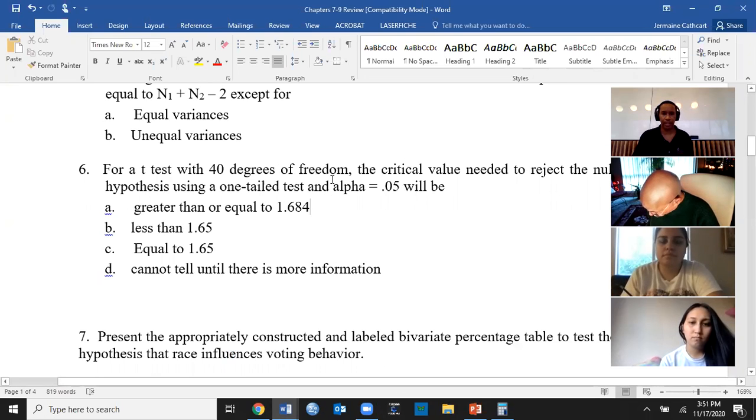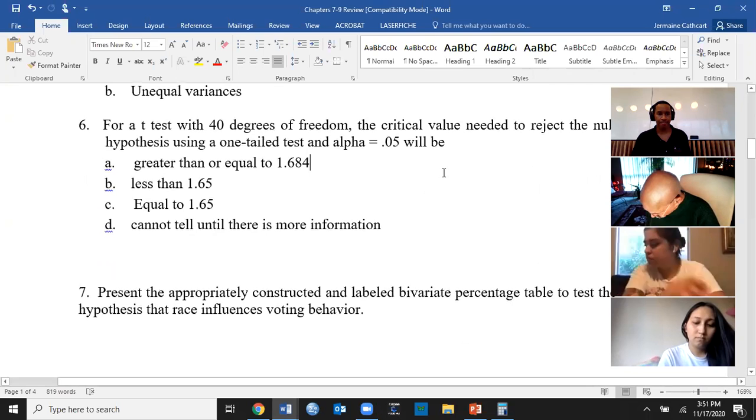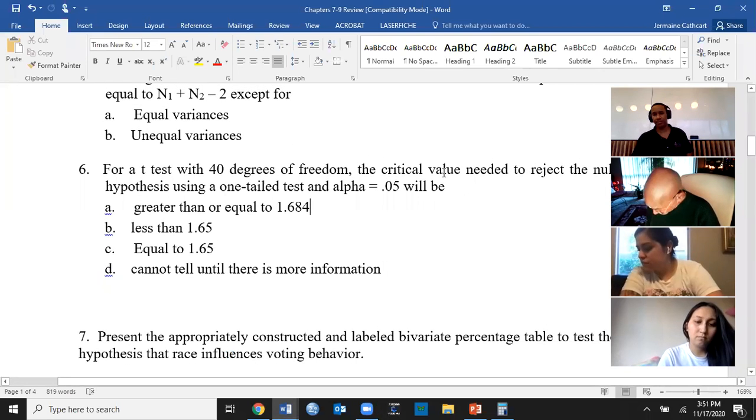So that is, again, the answer. So we need to be greater than or equal to 1.684. Then we get to that critical value and we can reject the null, okay? Anybody have any questions about that?